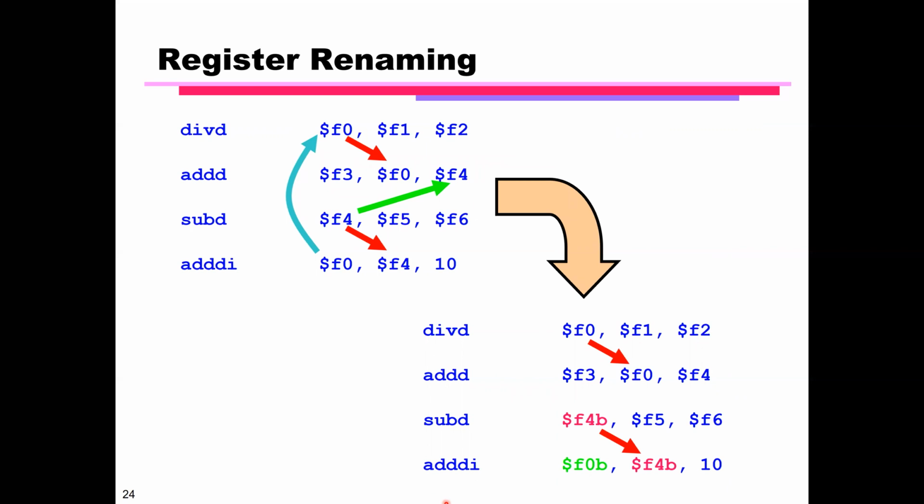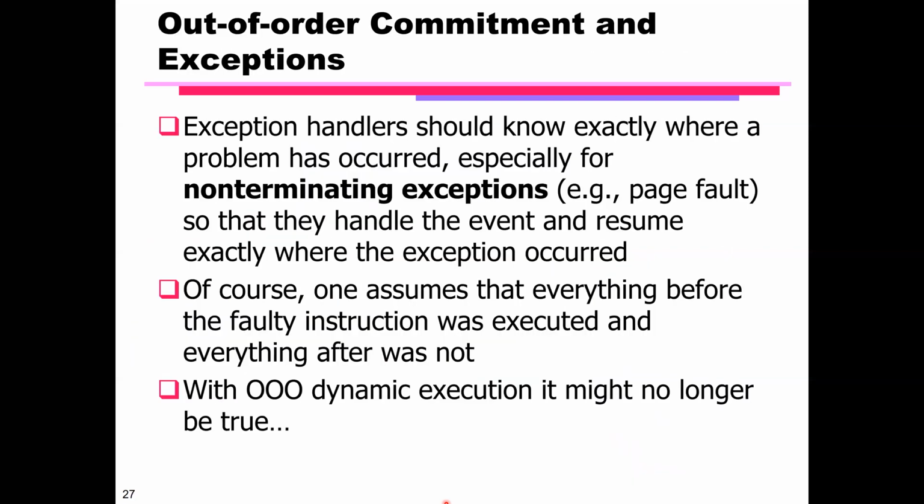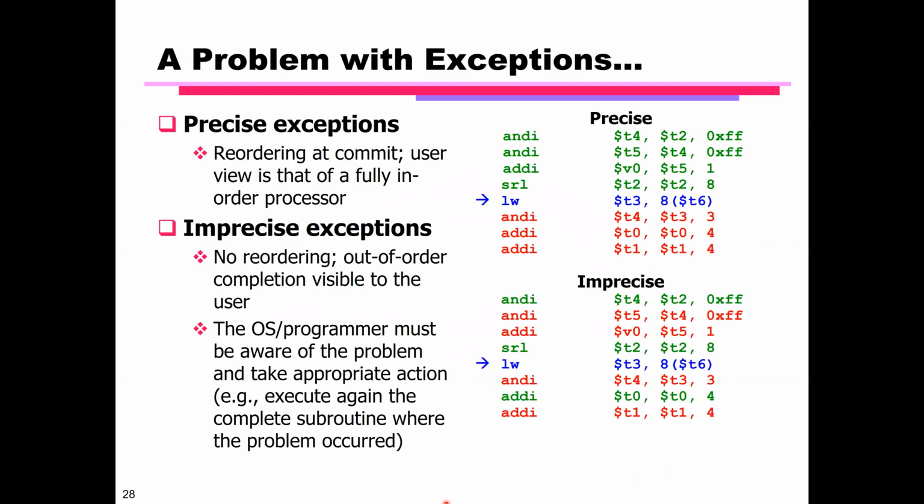Who can tell that I don't have the correct value in F0? And this is exactly the problem of exceptions, because exceptions show the state of the machine. Because what happens in an exception, right? In an exception, I am going to suspend the execution of the program, right?